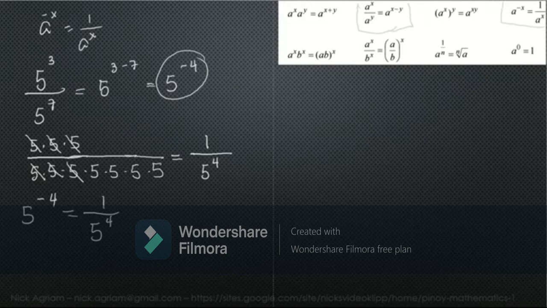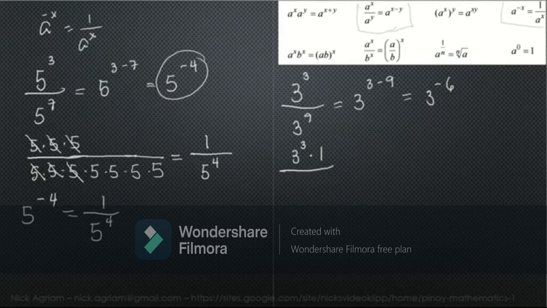Okay, let's try one more time. We have 3 raised to 3, and then 3 raised to 9, and we have 3 raised to 3 minus 9 is equal to 3 raised to negative 6. Doing the factor form, 3 raised to 3 times 1, we will say. No, I'm not going to put 1 there.